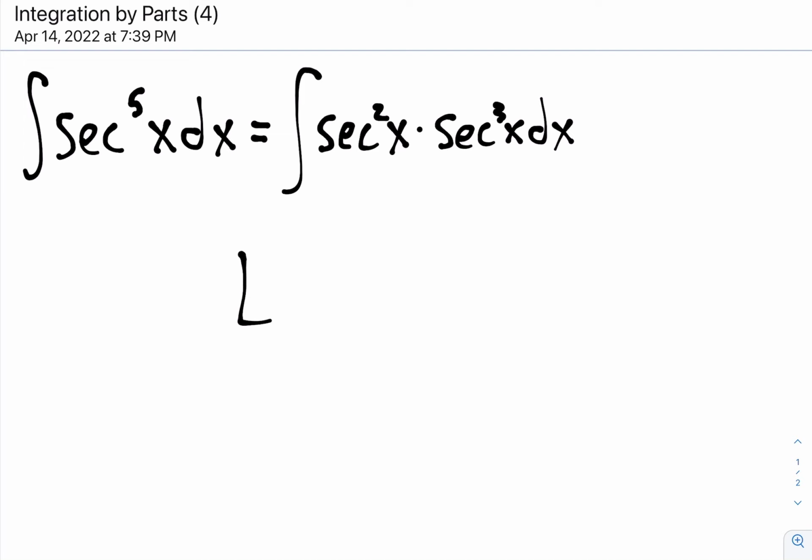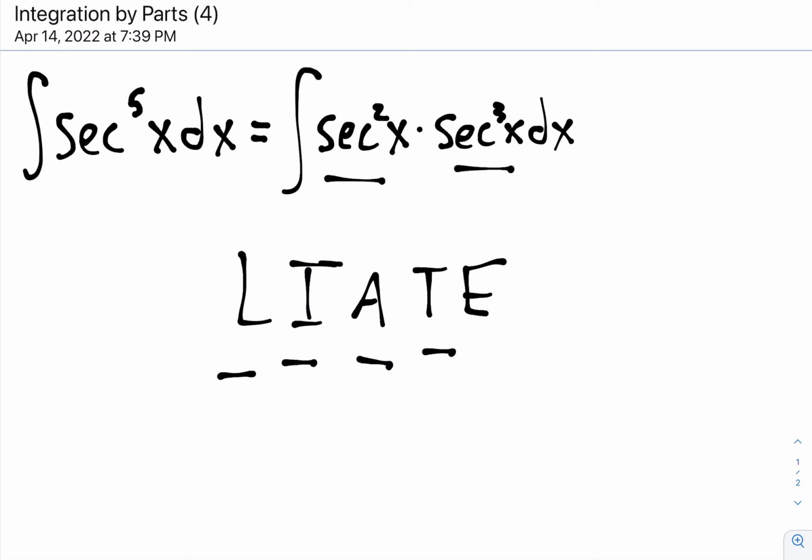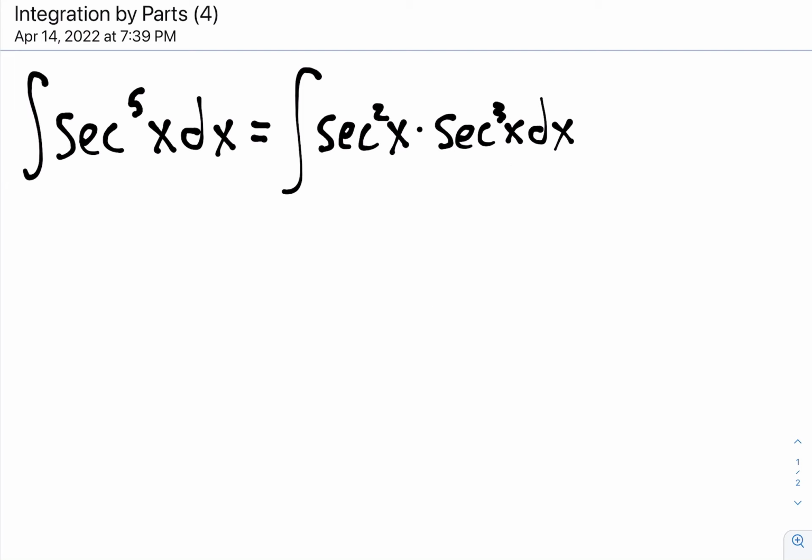Now that we have it like this, we can't really use that acronym that I talked about before, the LIATE, because it assumes that the factors are different ways to represent different functions. So we don't have any logs, no inverse trig, no algebraic. We do have trig, but both of these are trig. So we kind of have to use our brains and think, what are we going to have to be doing in integration by parts? Well, when you choose your u, you're going to have to differentiate that.